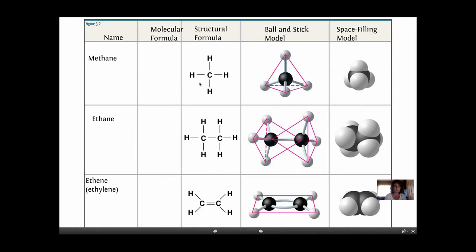ANE ending refers to single bonds, and ENE refers to double bonds when they're between the carbons. You'll see that later. What is this important for? Well, it kind of dictates the structure of the molecule. We have here the ball and stick model, which you made models with last year. You'll usually see these structural formulas drawn out here. And then there's the space filling models that give you a little bit more 3-dimensional features.